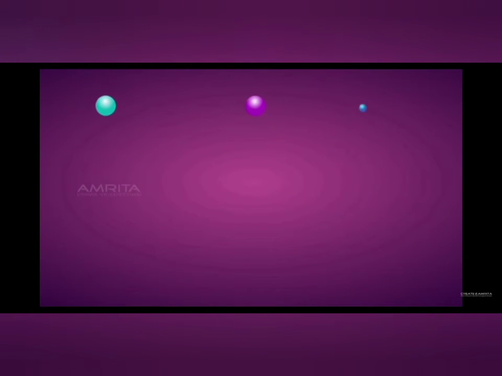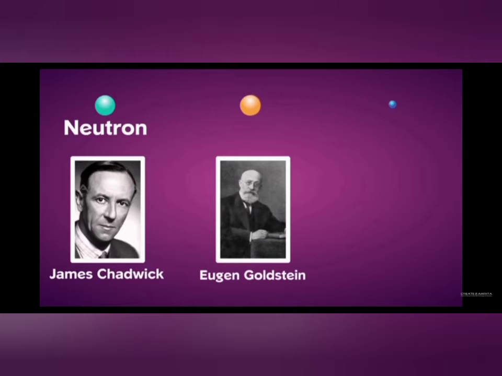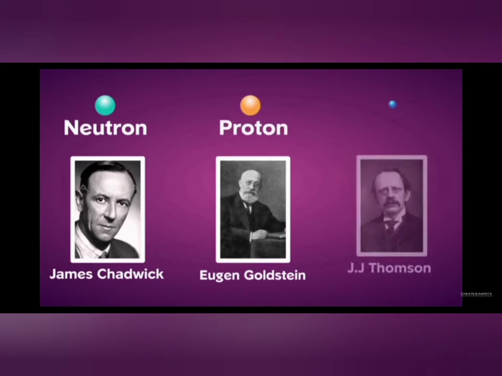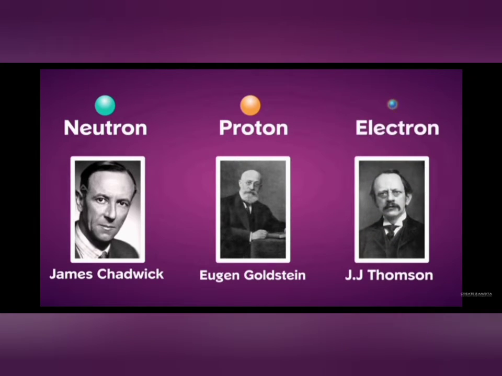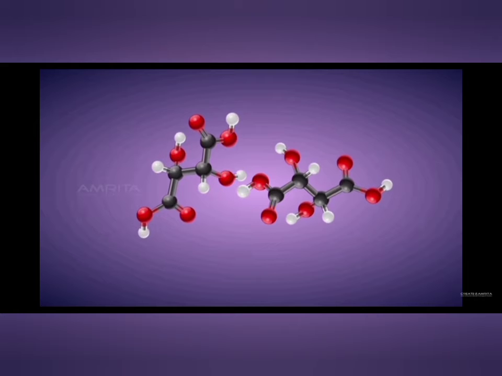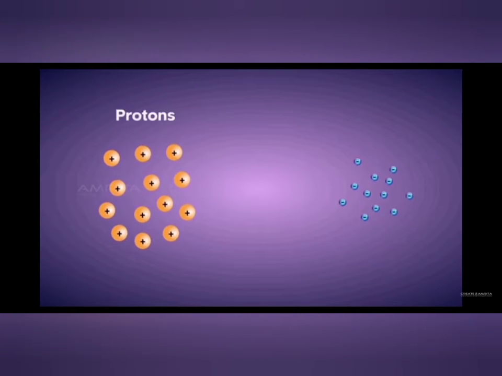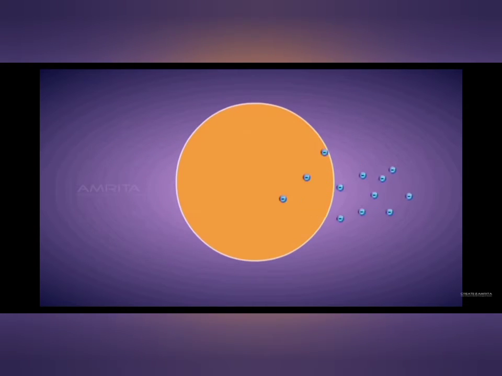Who were the people behind the discoveries of these particles? They were none other than James Chadwick, who discovered the neutron, Eugen Goldstein, who discovered the proton, and J.J. Thomson, who discovered the electron. So how do we explain the arrangement of protons and electrons inside an atom? To explain this, J.J. Thomson prepared a model for the structure of the atom, known as Thomson's model of the atom.